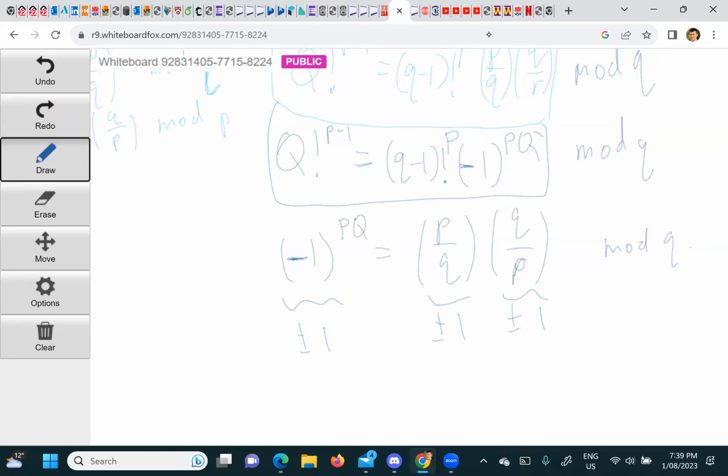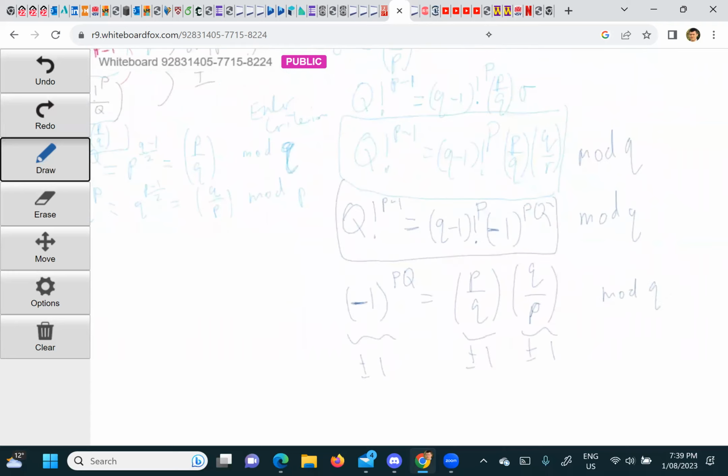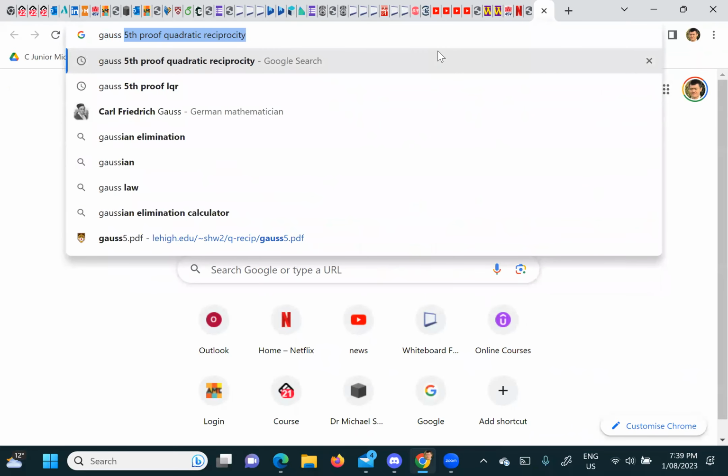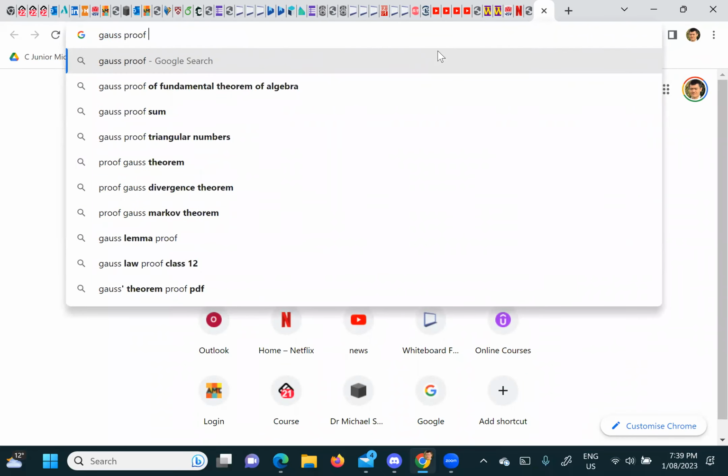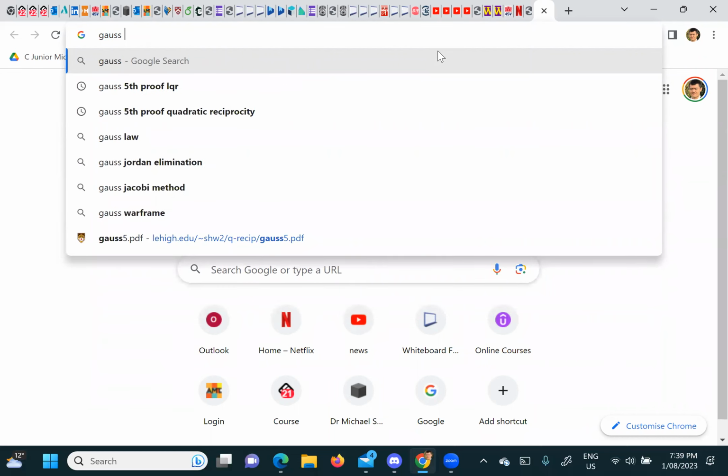So it's kind of crazy, right? When did Gauss prove quadratic reciprocity? When was Gauss around? How would you think of this yourself? So insane. So Gauss's proof. Well, when was Gauss around? So this is Gauss's birth.